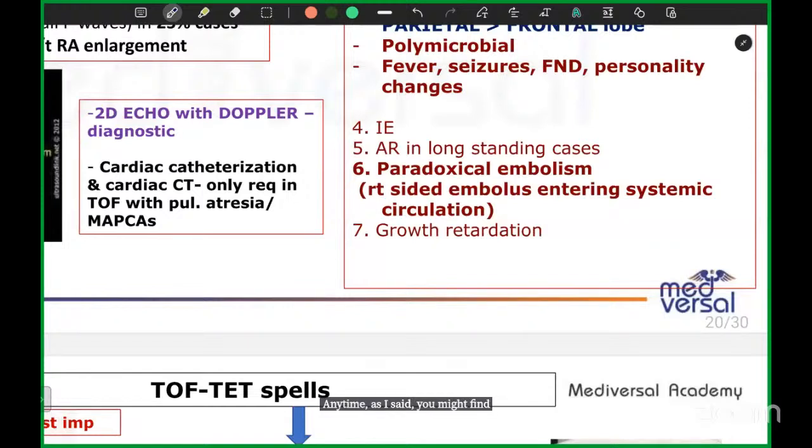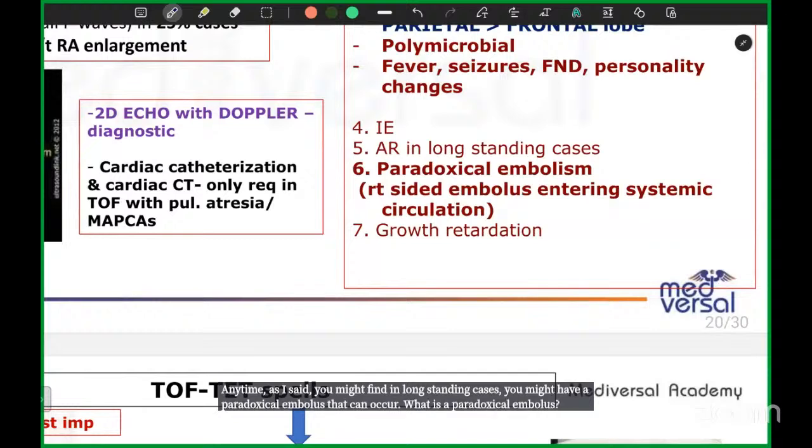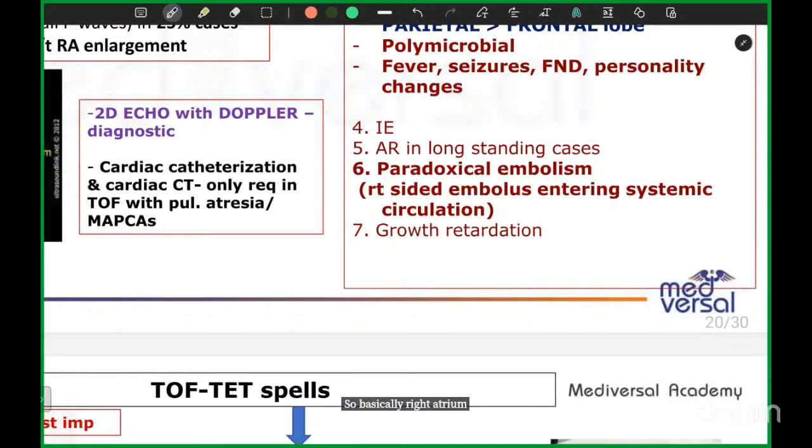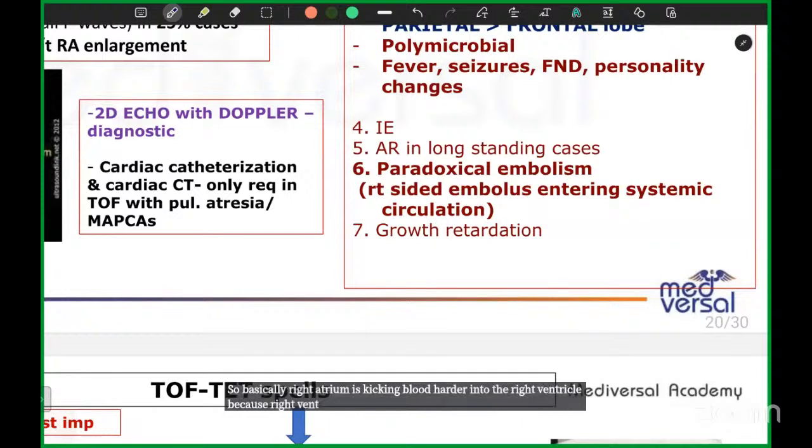Anytime, as I said, in long-standing cases, you might have a paradoxical embolus that can occur. What is a paradoxical embolus? So basically, the right atrium is kicking blood harder into the right ventricle because the right ventricle is now hypertrophied. Because of this entire thing, there will be a time when the right atrium cannot really generate much pressure.